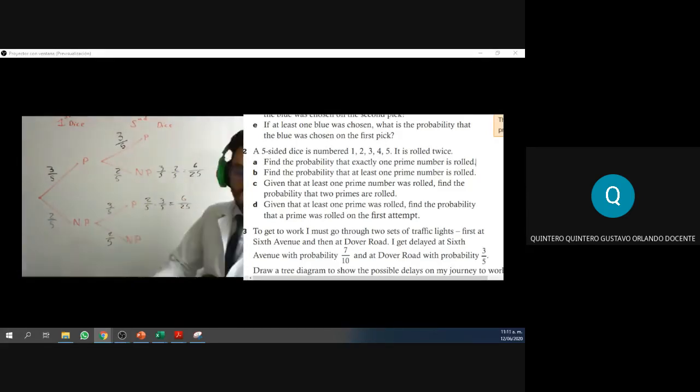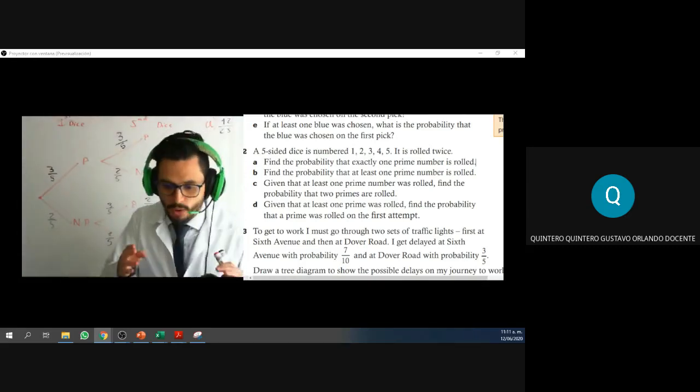All right, so what is the solution of question A? The answer of question A: the probability that exactly one prime number is rolled. It's just the addition of these two. That's it. So let me write it around here. I don't know if you can see it. A, yeah. 12 over 25. Remember, it is the addition of the ones that we care about. That's it. Beautiful. Let's jump into question B.